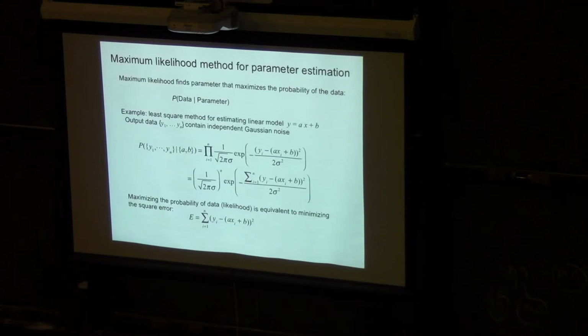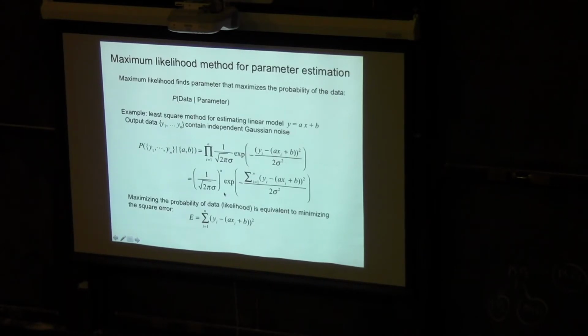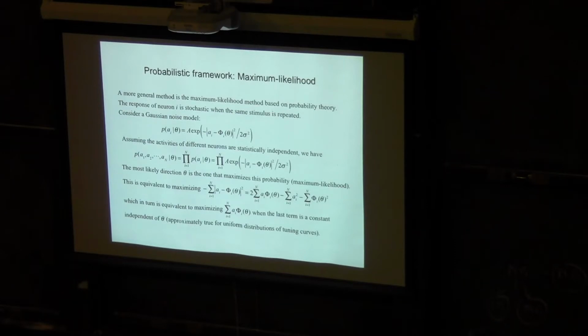But what about this idea, like a population vector, or more generally this basis function, to maximize this? How does that relate to maximum likelihood? Maybe they're also related. Let me just show you a little bit. Suppose, in general, you give me some parameter. The parameter here is your direction. You give me the direction, and then my activity has some distribution.